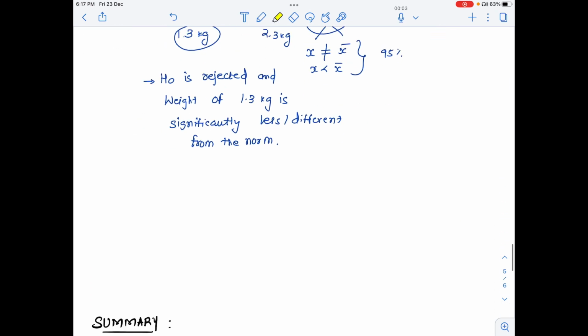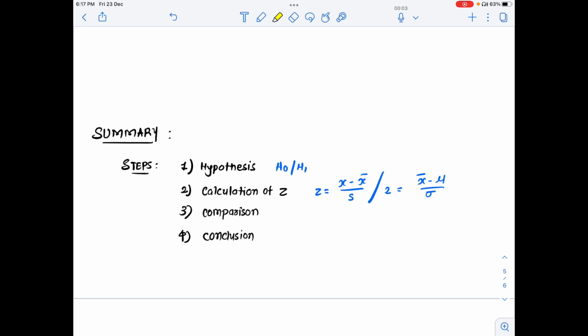Now in summary, we can say that there are 4 steps. In first step, you will write the hypothesis, null hypothesis as well as alternate hypothesis. Second step is calculation of z, which can be either of this. Third step is comparison with tabulated value, and fourth step is conclusion.